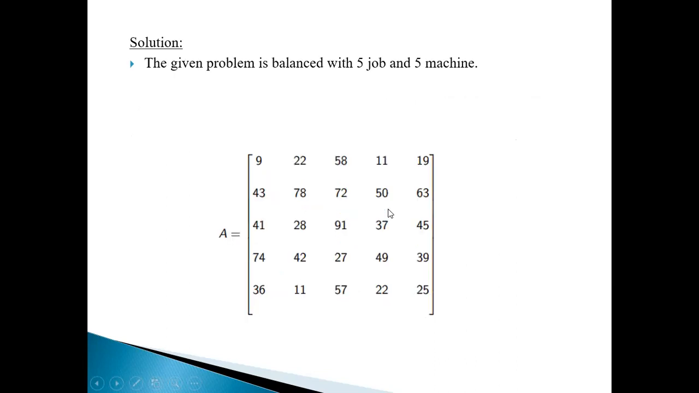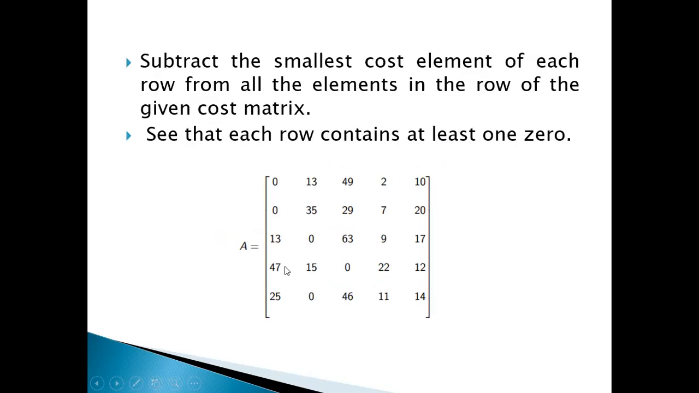Then the same procedure we have to follow for rows 3, 4 and 5. So find out the smallest value here, 28. So subtract the value 28 from the remaining numbers. Here row number 4. So what is the smallest number here? 27. And the last row, 5th row, 11. Okay, so these are the remaining values, rows 3, 4 and 5.